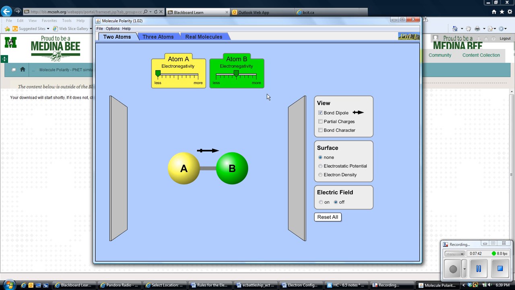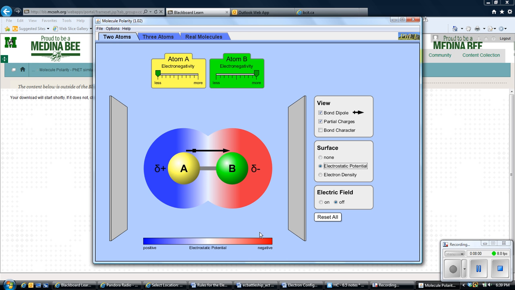Now, let's do something here. Let's put the partial charges on also. Let's say element B is now more electronegative, and element A is less electronegative. Not only do we see the arrow pointing to the right, we also see the delta symbol. And again, we see more negative red, more positive blue.